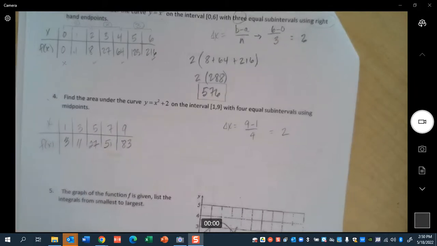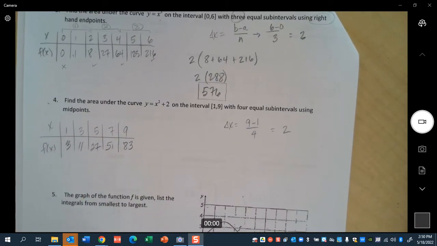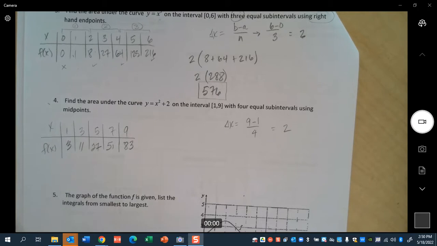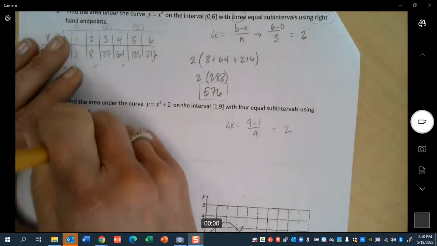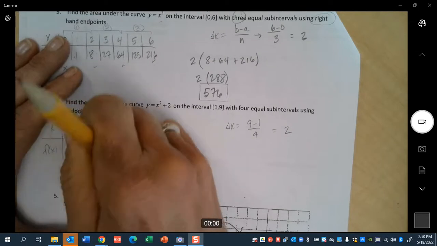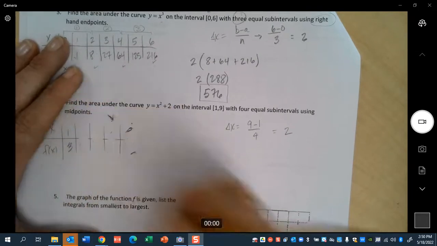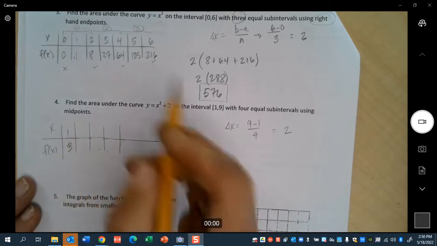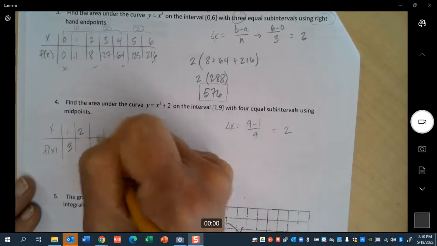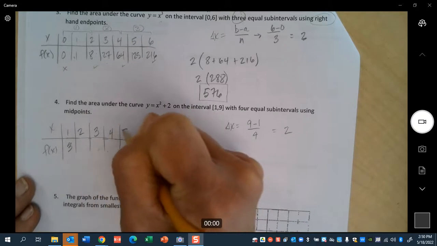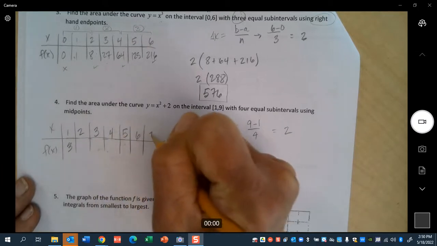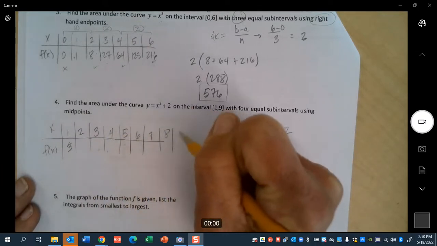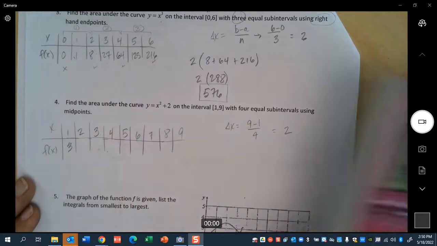Oh, I do need midpoints for this one. Darn it! Wow! You guys should have said something. Here I was thinking I was being efficient showing you. That's okay. 3, 4, 5, 6, 7, 8, 9.